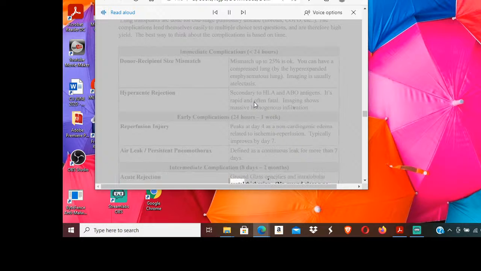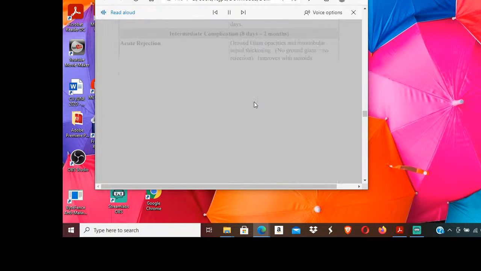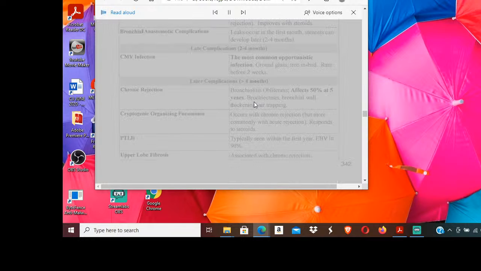No ground glass equals no rejection. Improves with steroids. CMV infection, chronic rejection. Late complications, 2 to 4 months.